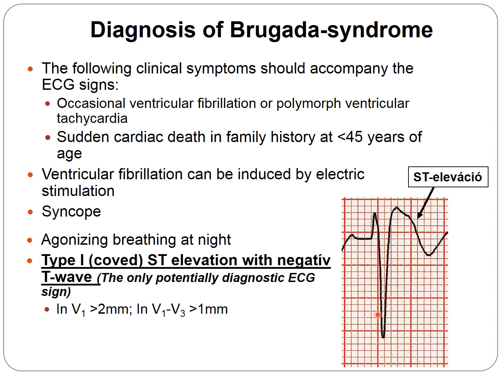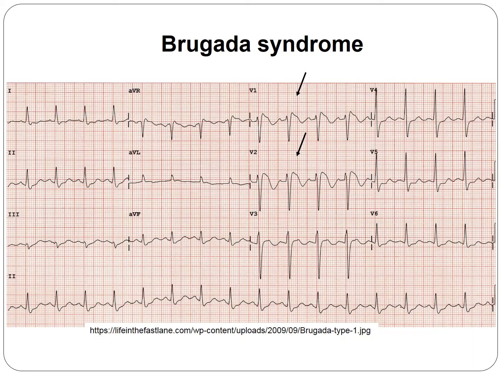The ECG sign is a very typical one when we have a type 1 coved ST elevation with a negative T wave. This is the only potentially diagnostic sign on ECG. This ST elevation is more than 2 mm in V1 and more than 1 mm in V2, V3. As you see here in this ECG in V1, V2, we have the typical Brugada ST elevation.